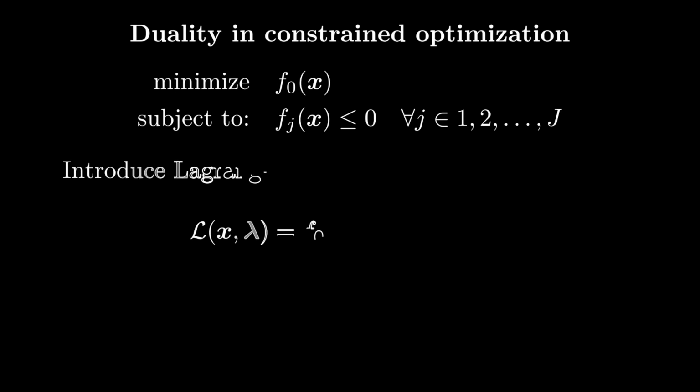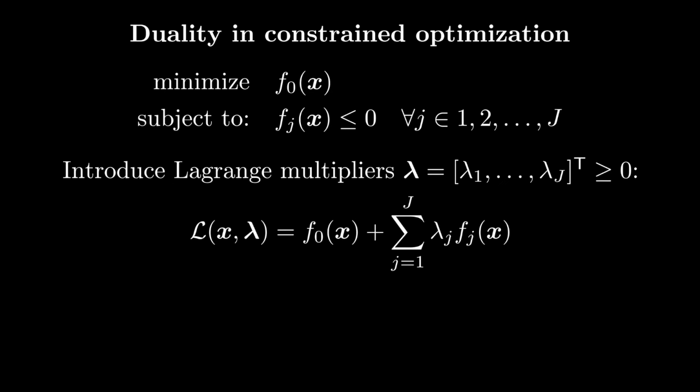Let's see how this comes up in constrained optimization. Here's a little bit simpler version of the problem that we looked at earlier with no equality constraints. We could introduce Lagrange multipliers for the constraints and write down the Lagrangian. I'll denote the Lagrange multipliers as lambda, and so the Lagrangian takes two arguments, x and lambda.